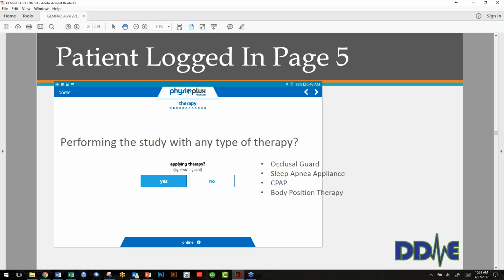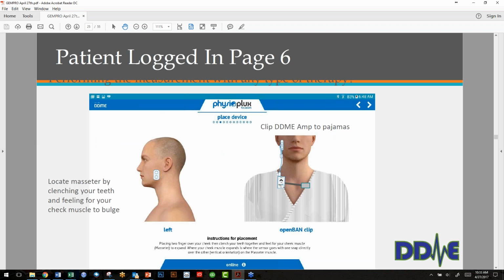Okay, so now we're on screen 2, and you'll notice there's a bunch of little dots up here. Applying therapy, any type of mouth guard, and then you swipe. On this screen, it's telling you how to apply the amplifier to your collar, and then put the surface EMG pad on your masseter. Say locate masseter by clenching your teeth and feeling for your cheek muscle to bulge. There's a typo there, it says check, not cheek. Okay, so I'll fix that.